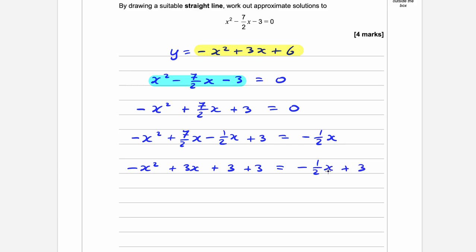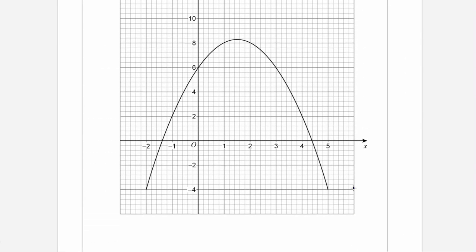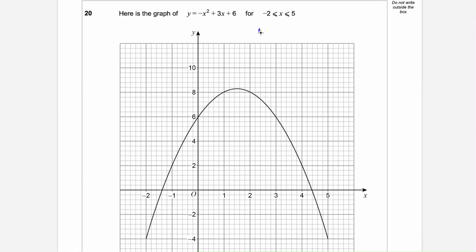So the whole idea is, guys, that solving this equation here is the same as solving this equation. And to solve this equation, I can use the graph of this, which I have, and then I'll draw this line. So draw line, y equals minus half x plus 3. Let's draw that. Y equals minus half x plus 3.